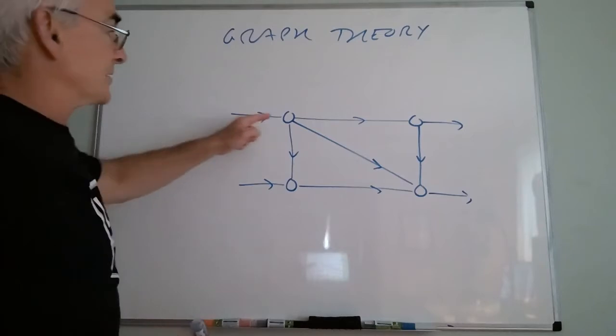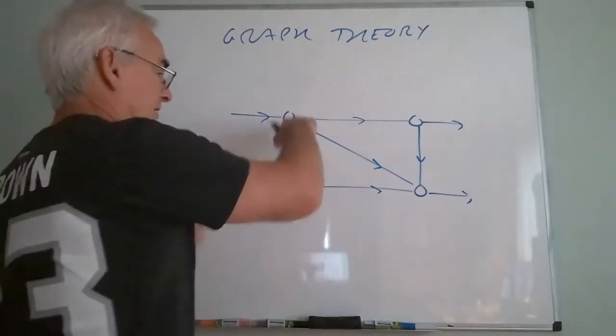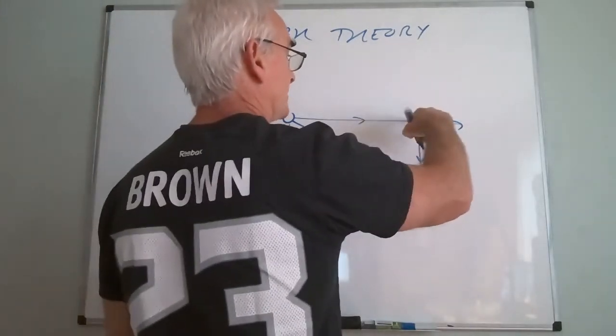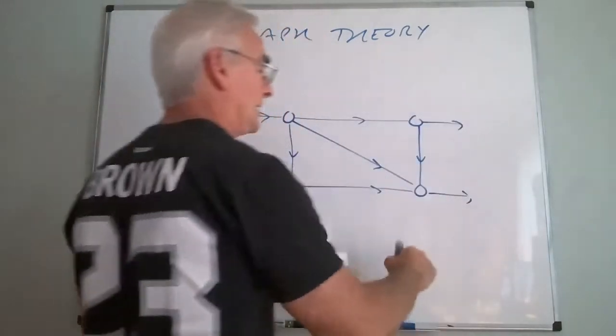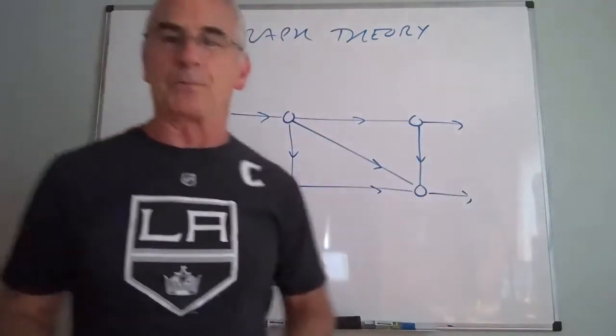Cars can come into this intersection from one direction, but can leave in 3. Cars can come to this intersection from 2 directions, but only leave in 1. Okay, cars can come into this intersection maybe from 1 direction and leave in 2. Cars can come in this intersection in 3 directions and leave in 1. This would be just a simple model.